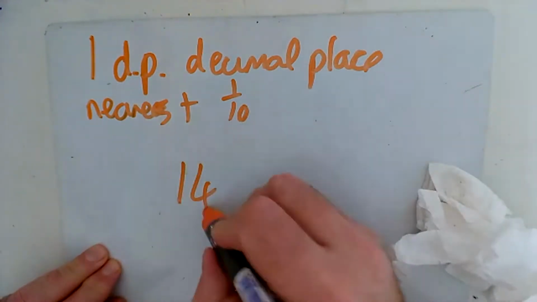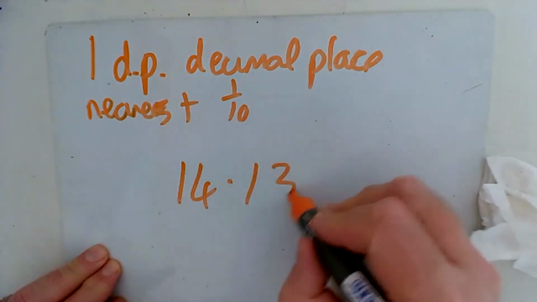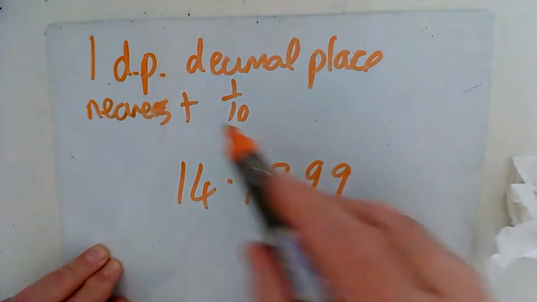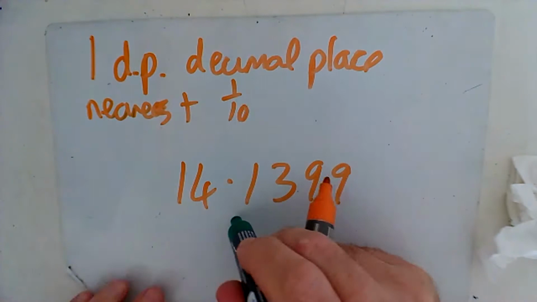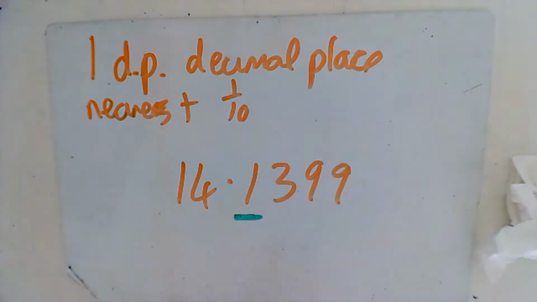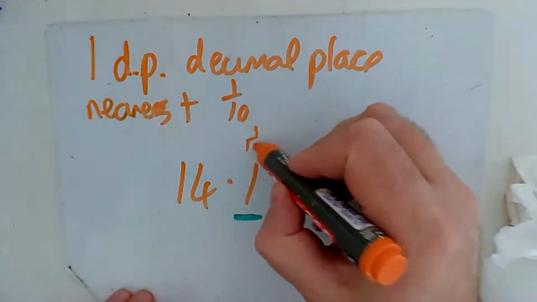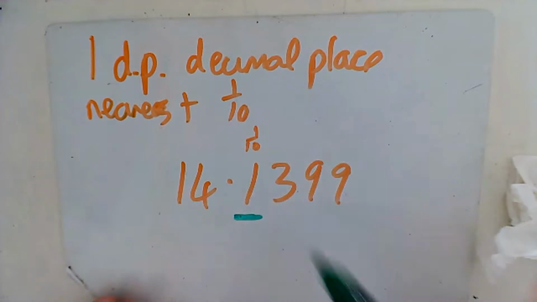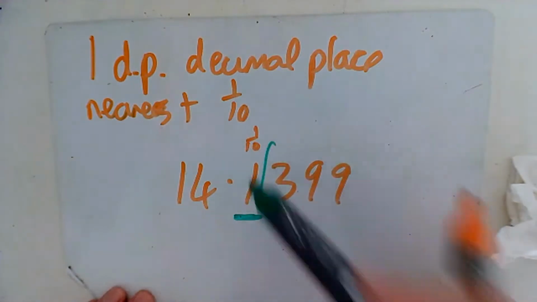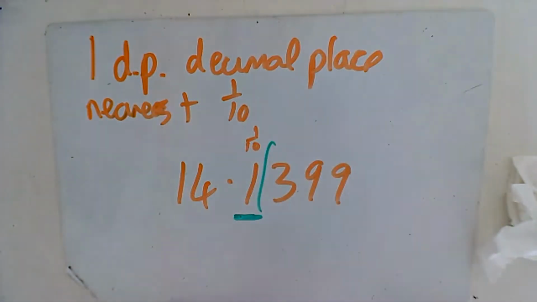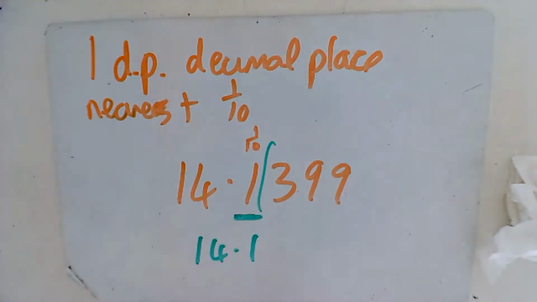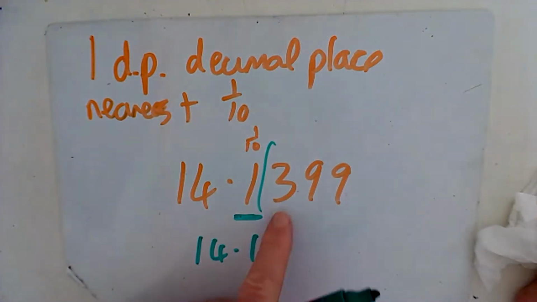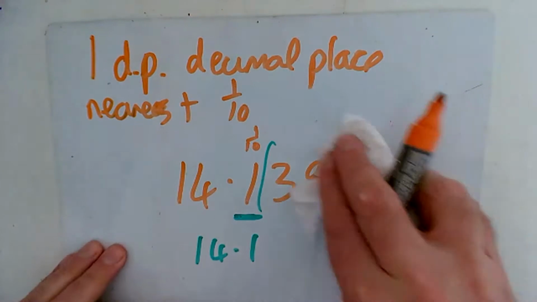Let's do another one. 14.1399. One decimal place. I'm going to underline my 1, which is just there, which is also in the tenths, isn't it? It's the nearest tenth. Do my line. Does the 3 affect the 1? No, it doesn't. It's going to stay the same. So it just becomes 14.1, and I do not put anything else. Only this number, ignore the rest.